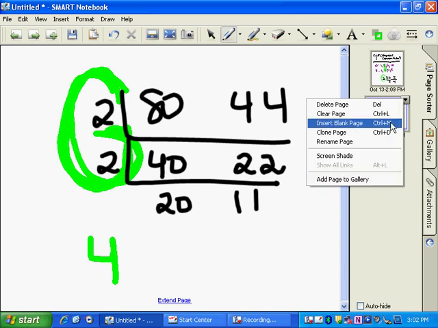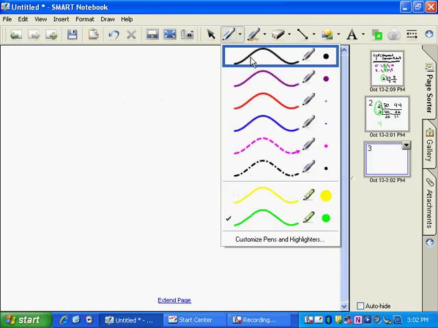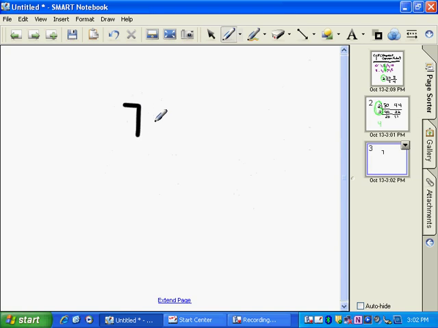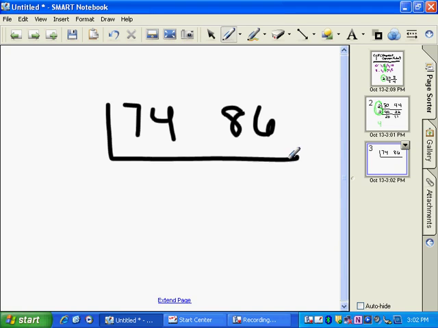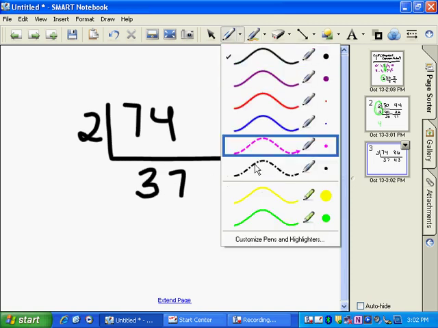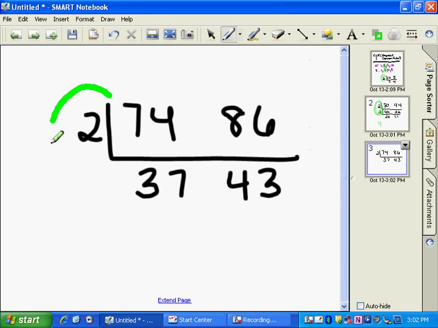Let me show you another example. Let's do 74 and 86. 2 goes into 74 37 times. 2 goes into 86 43 times. There is no other common factor of 74 and 86, so that means that 2 is the greatest common factor.